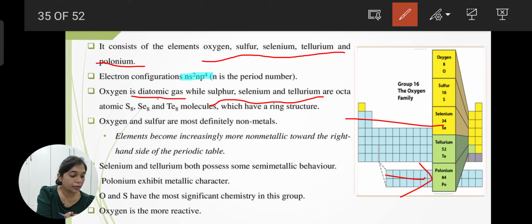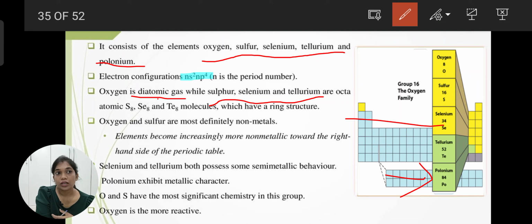Then selenium and tellurium, these both words are from Greek. The word selenium means moon, and tellurium means earth.